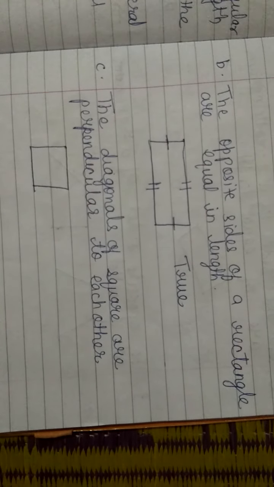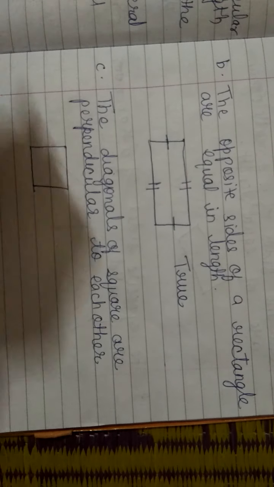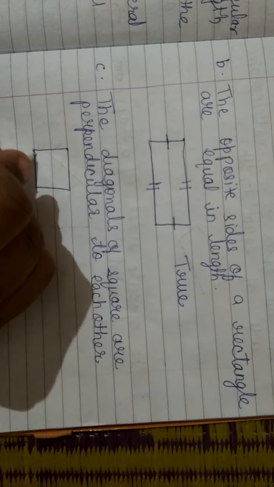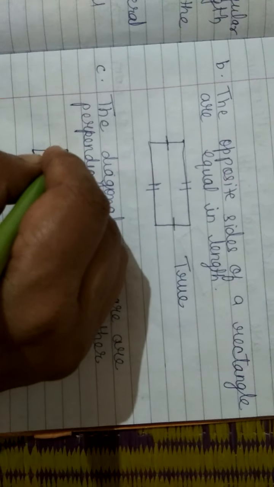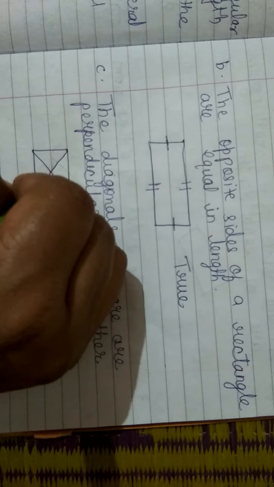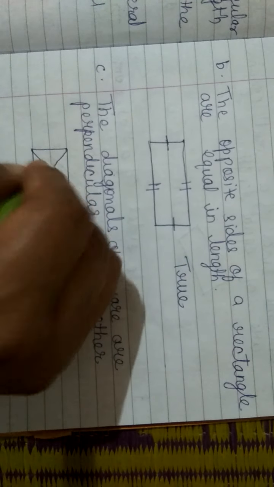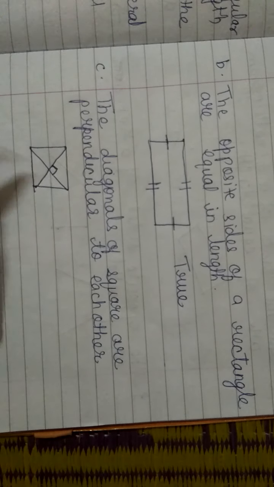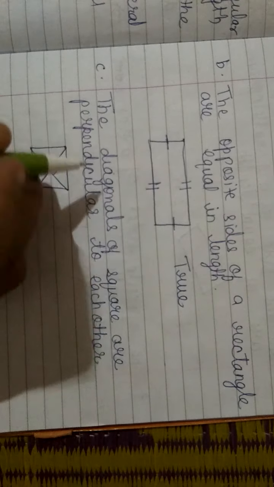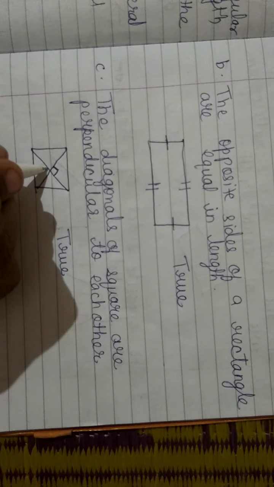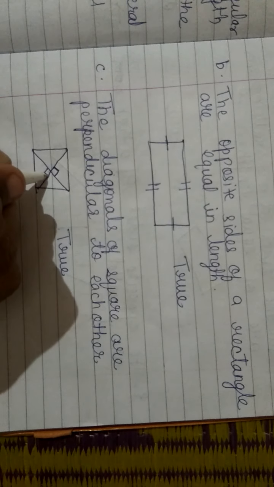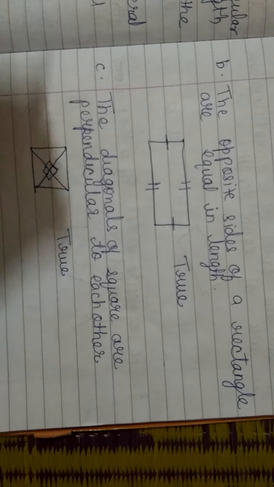Okay children. Now the third question is the diagonals of the square are perpendicular to each other. Now see children, these are the diagonals. The line joining opposite vertex is known as diagonal. And if you see at the diagonal, they are perpendicular to each other. Perpendicular means 90 degree. So this is true. From all the side it is of measure 90 degree.